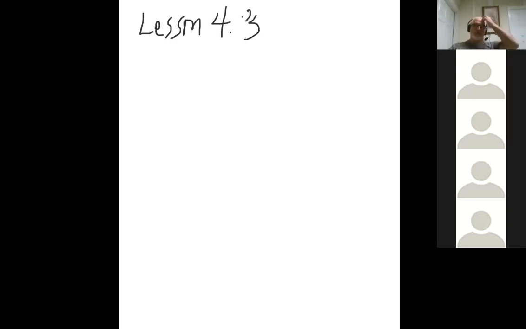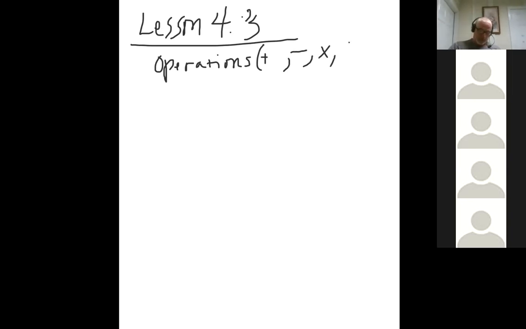All right, lesson 4.3, everybody. This is where we're doing operations. And what I mean by that is the addition, subtraction, multiplication, division, and other bases.